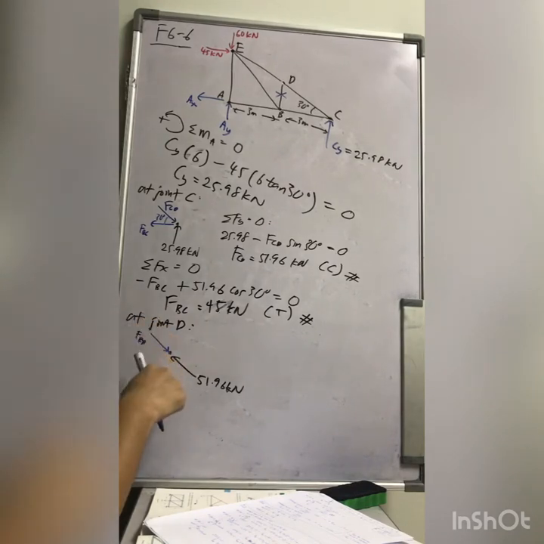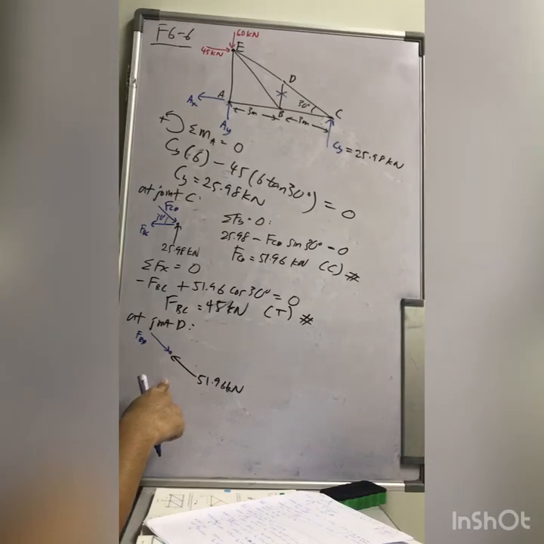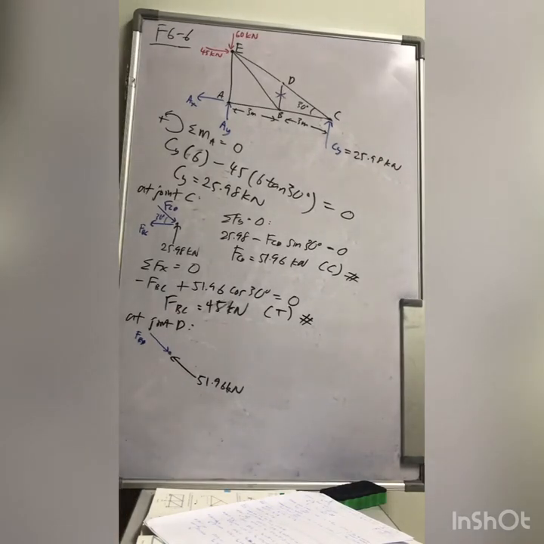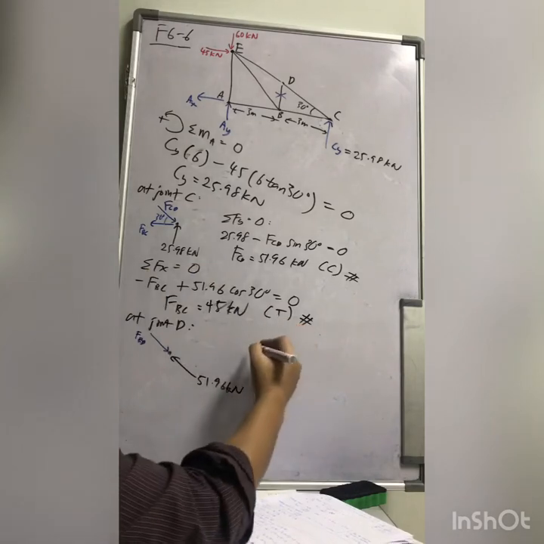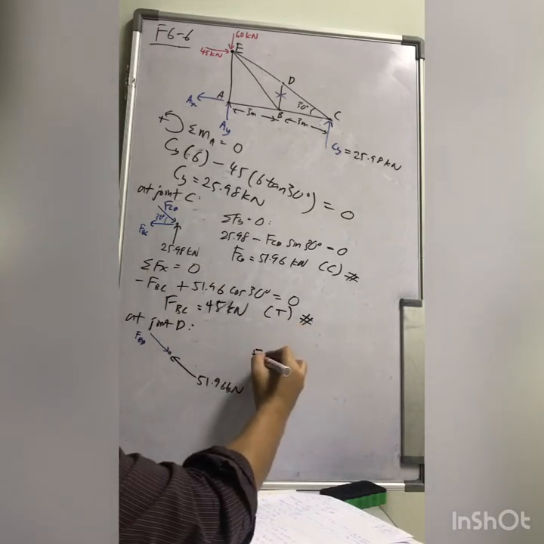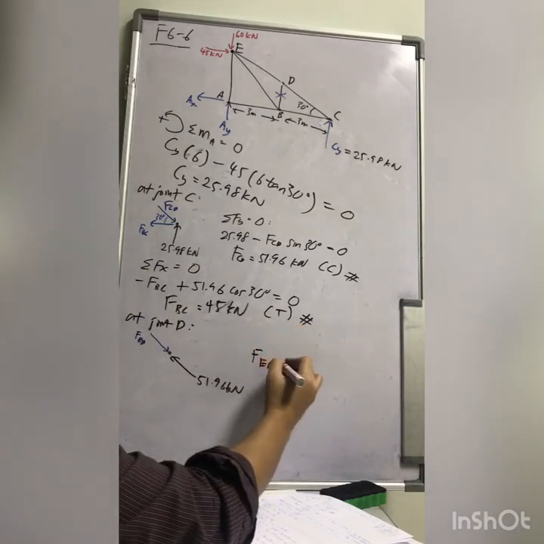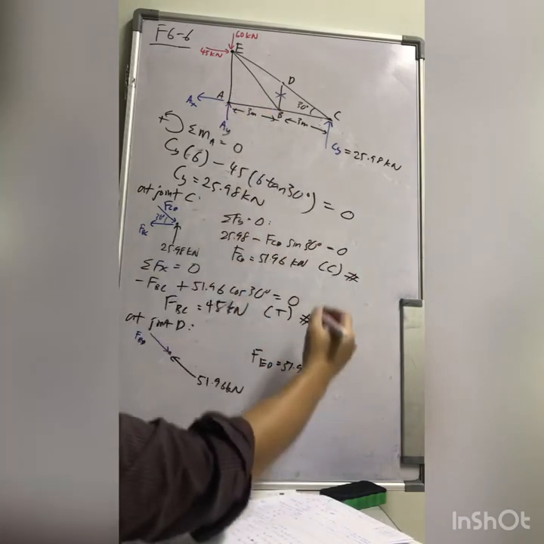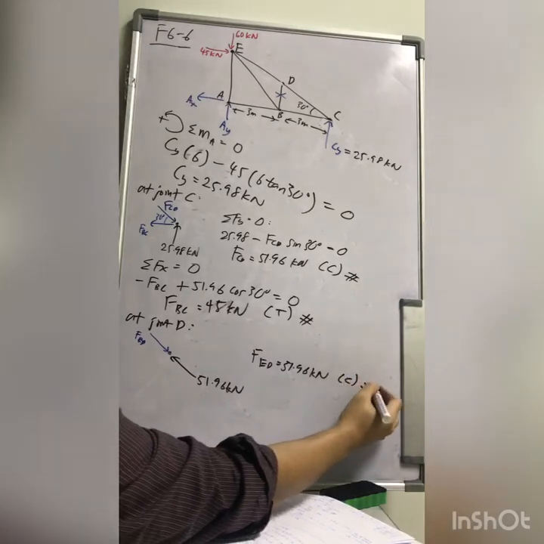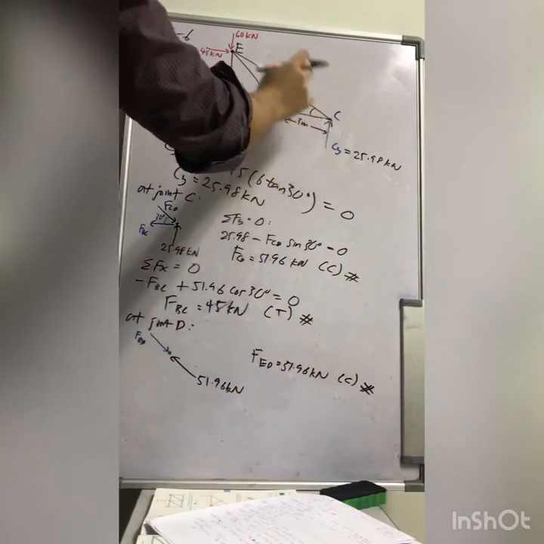What happened with FBD? This is a zero force member, right? This is collinear, so in this case, there is no FBD. Okay, so in this case, you do this axis, or whatever, as long as you understand, then that's fine. FED equals 51.96 kilonewton, similar to FCD, and this is compression. Okay, you got this, and this.